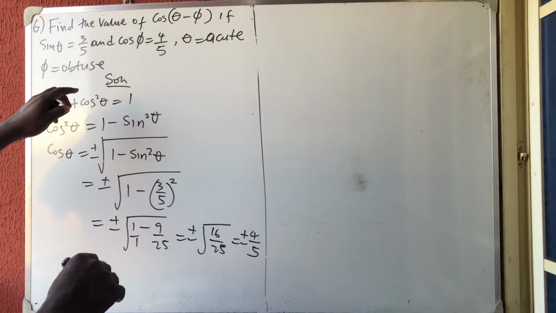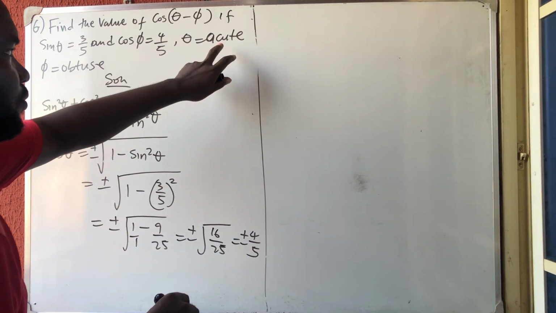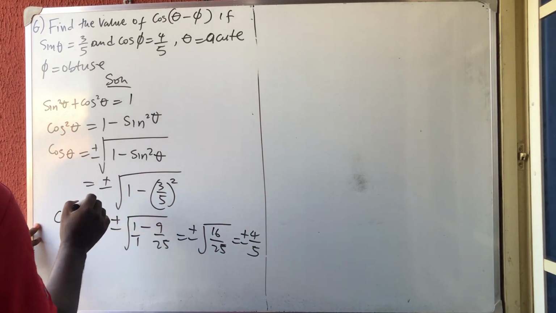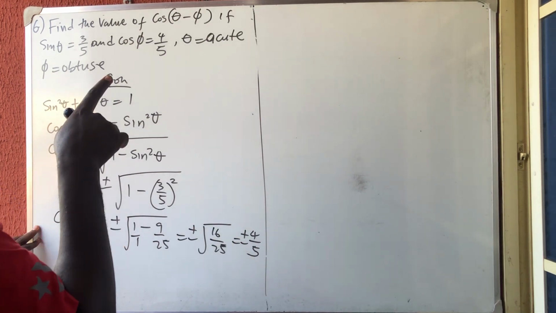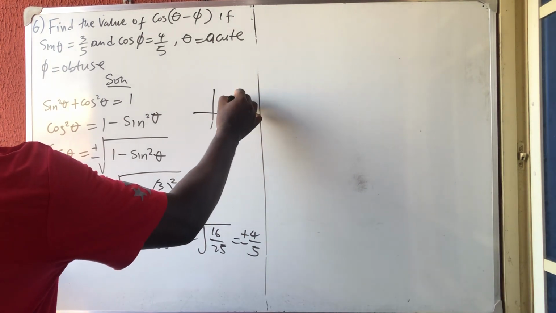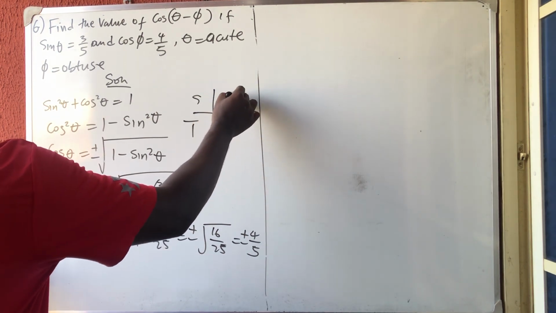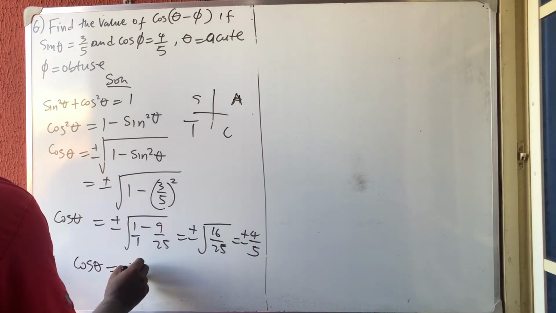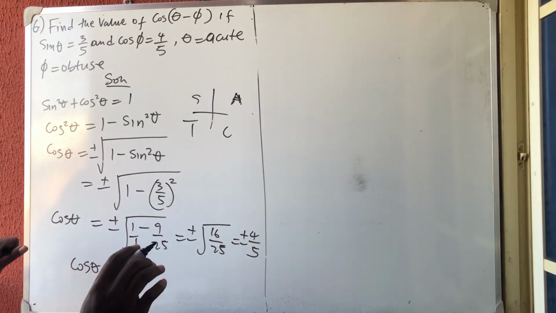But if you look at it, they say that theta is acute. If theta is acute, therefore cos theta will be positive, since theta is acute, which means less than 90. And in CAST, everybody here is positive. So therefore cos theta is going to be plus 4/5. I've got my cos theta.